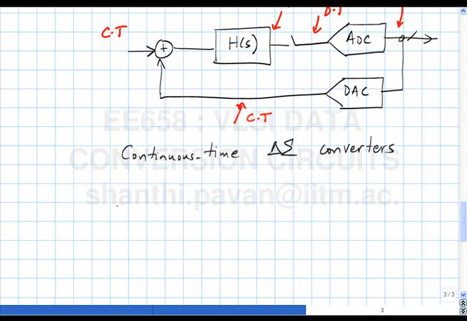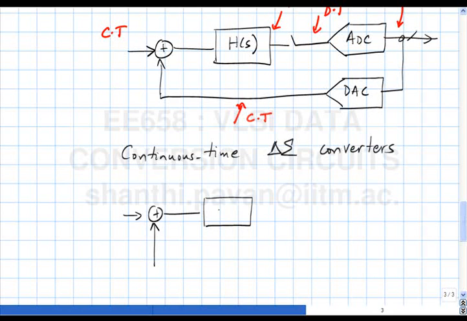The first order, a loop filter whose NTF is 1 minus Z inverse. Correct? So, in other words, you're looking for a loop filter with a high gain at low frequency or infinite gain at DC, and whose gain keeps falling off. Correct? So, what do you think? What is your intuition telling you?